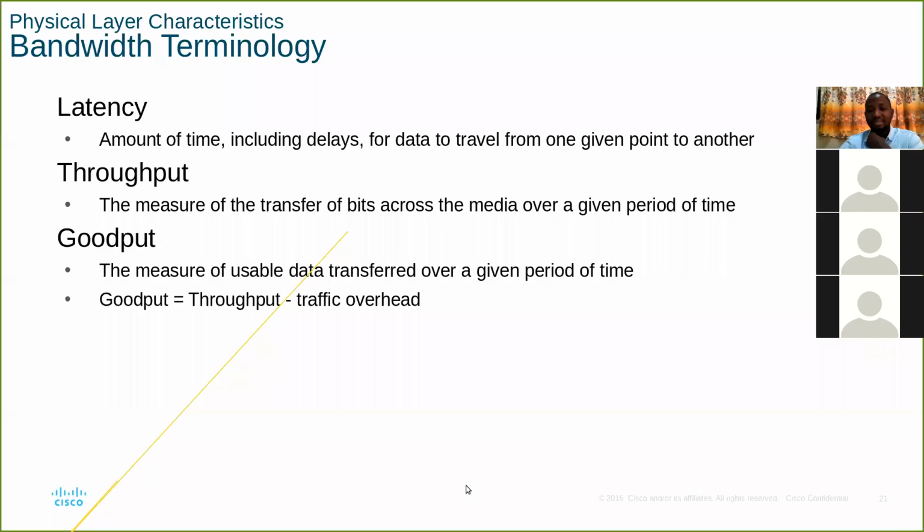We have a lot of noise in the background. Yeah, there's a lot of noise in the background. Sure.